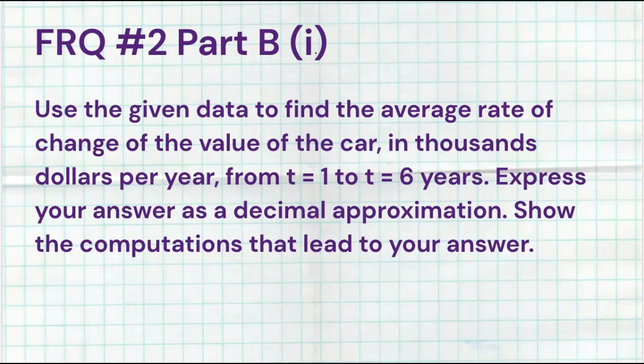That was part A. All right, so part B, single I, says use the given data to find the average rate of change of the value of the car in thousands of dollars per year from t equals 1 to t equals 6 years. We must express our answer as a decimal, and we have to show our work to lead to our answer. So here's exactly what I did here.